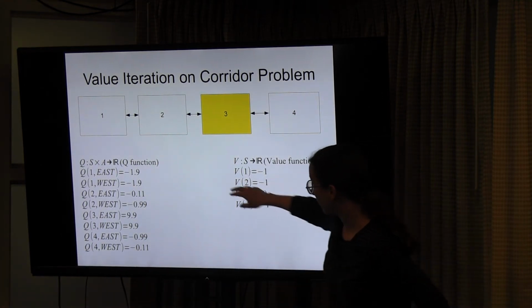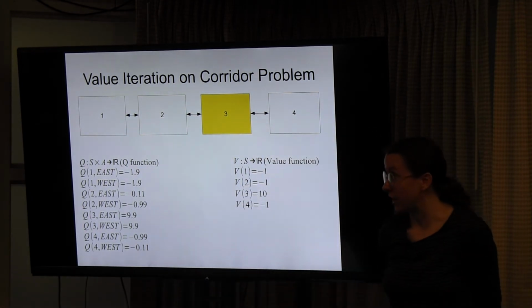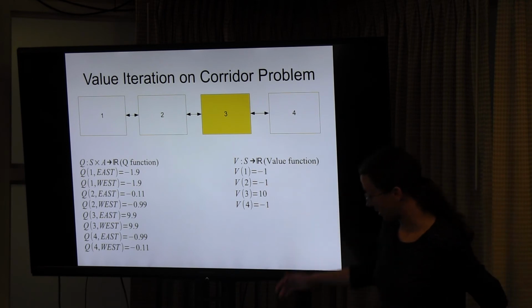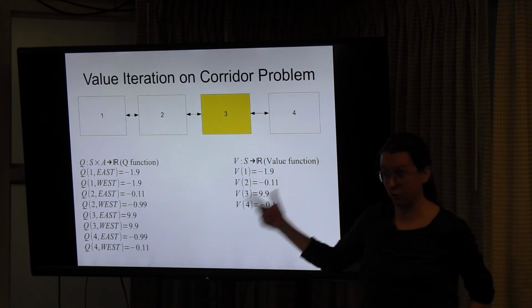So I still don't know what to do about state 1. This is after the first iteration of the algorithm. But what do you think is going to happen the next, so then I can sort of update my value function with that. What do you think is going to happen the third time I go through?